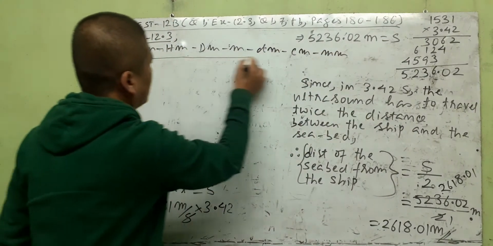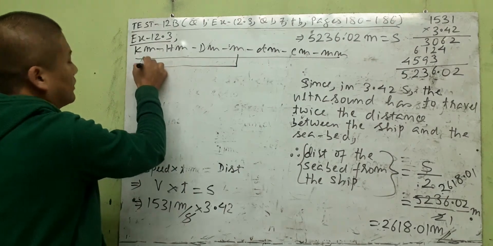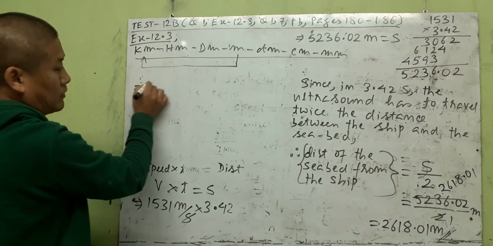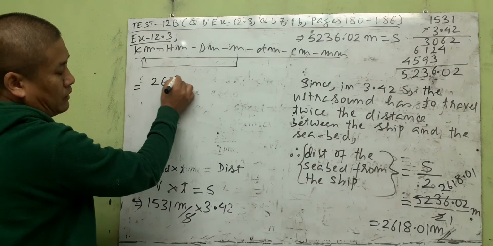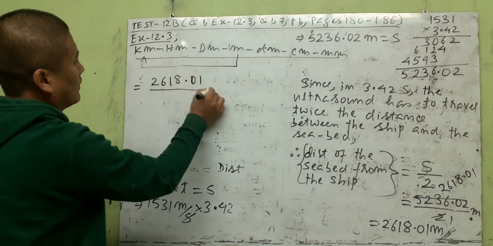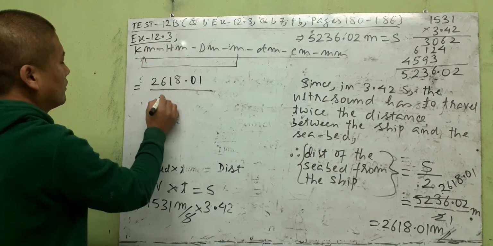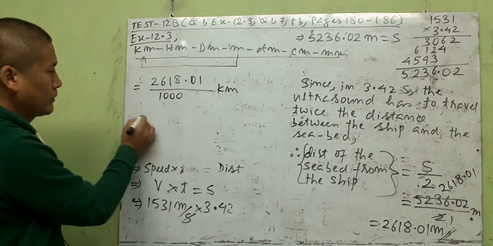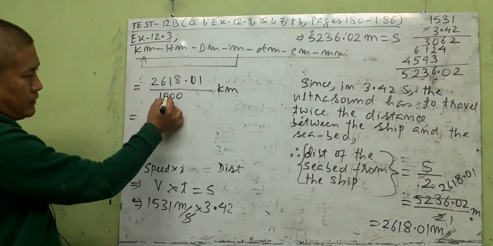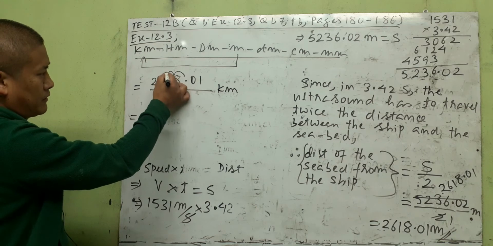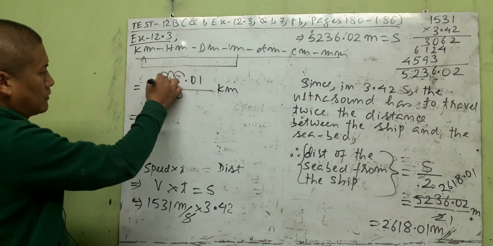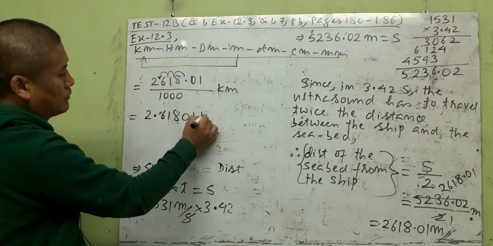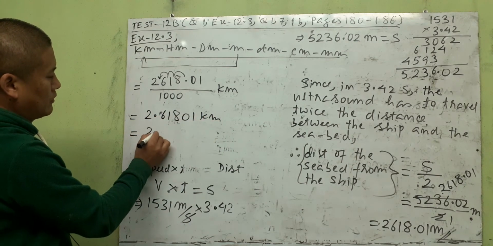So here we want to change meter to kilometer. You're changing from small to big. So 2618.01, and each place is 1 0, so 1, 2, 3, then kilometer will come in. So 30 divided by 30 means the decimal moves 3 places to the left, between 2 and 6, so 2.61801 kilometer, which is approximately 2.6.